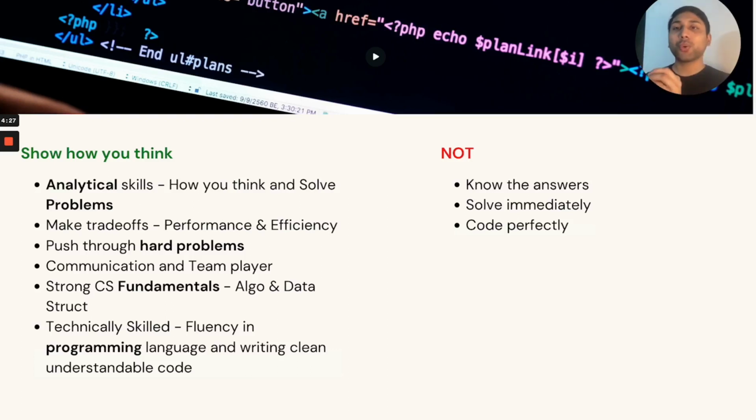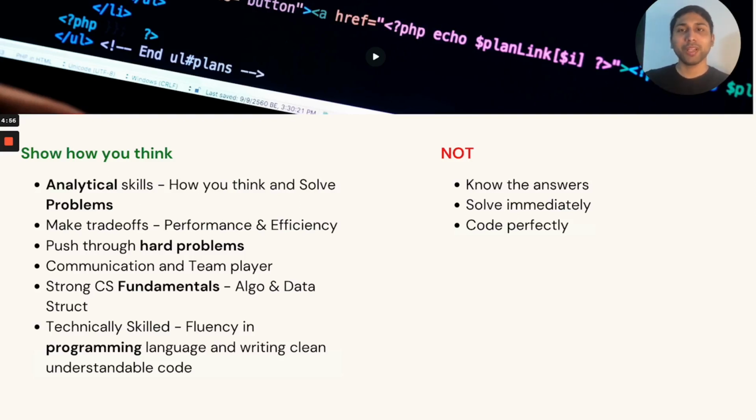So you need to understand, again, the psychology of the person taking your interview. This is what they are looking for. This is not what they are looking for. When I say they are not looking for whether you know the answers or not, that does not mean you go unprepared. That's not what I mean. What that means is they are not expecting you to know the answers of every problem statement they are giving you.